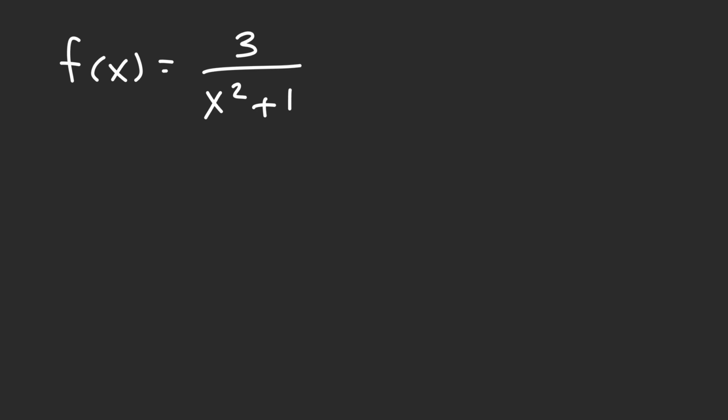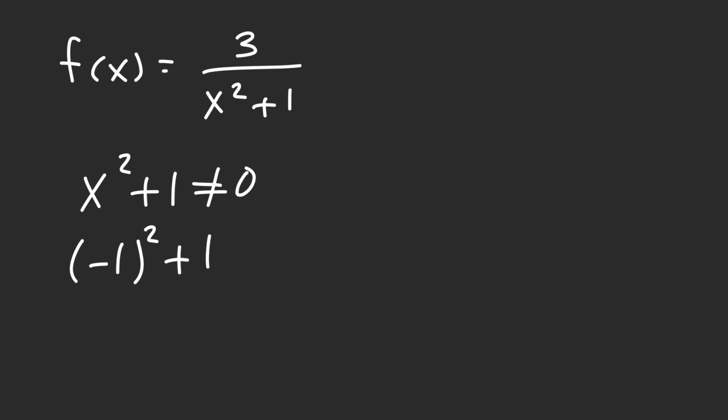f of x equals 3 divided by x squared plus 1. Now we have to set x squared plus 1 not equal to 0. Again, we have an x squared here. If we plug in any negative value, for example, minus 1 squared plus 1, we will end up getting 2. If we put, for example, minus 2 squared plus 1, we will get 5.